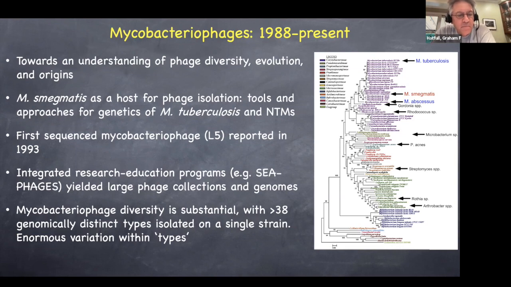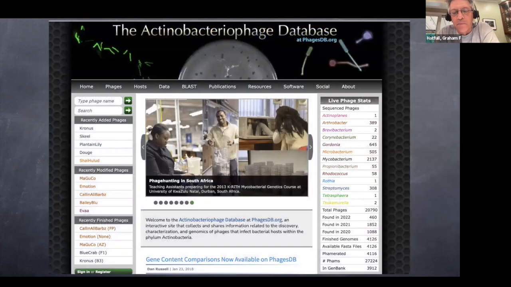And we've learned that Mycobacteriophage diversity is impressive, substantial. It's at least 38 different distinctive types or different genomic types in terms of DNA sequence, just isolating phages from a single strain of Mycobacterium smegmatis. And there's substantial variation within each of those types or clusters, however you would like to define them. So this data originates from disseminated sources. So we consolidated it in this database and website at phagesdb.org, where it's all publicly available.